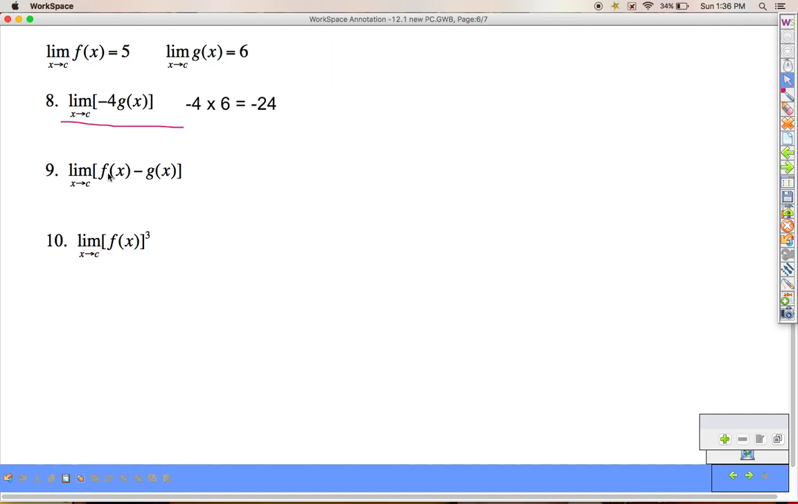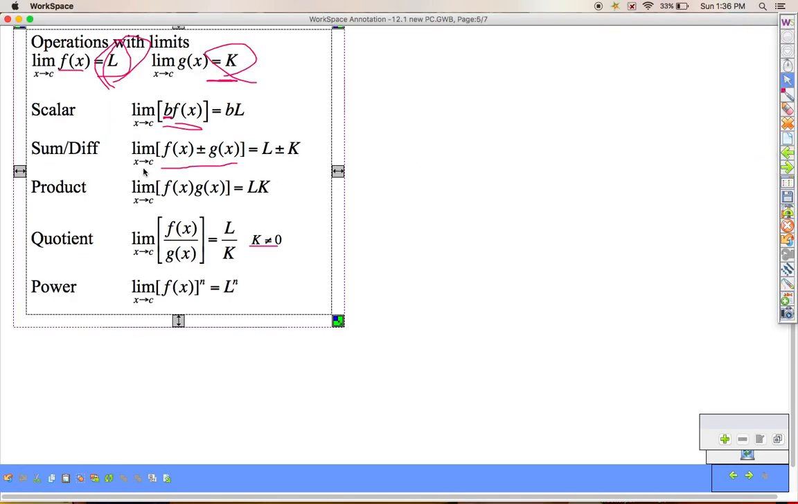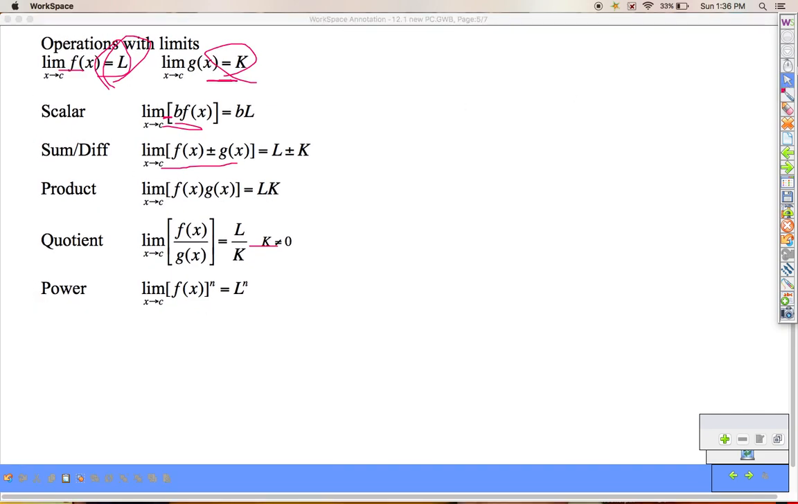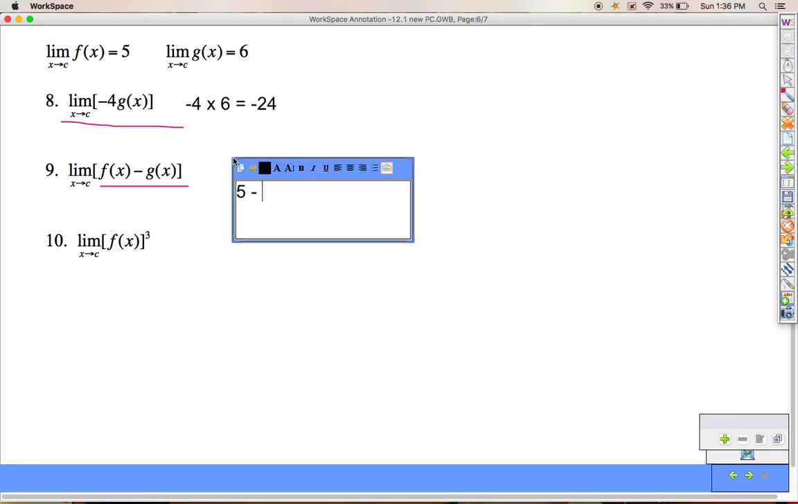Limit of f of x minus g of x as x approaches c. All right, that's going to be this rule. So I'm going to take the f of x and g of x as two answers and subtract them. So I'm going to say limit of f of x is 5 minus the limit of g of x, which is 6. So I'm getting the answer of negative 1. So the limit of f of x minus g of x as x approaches c is negative 1.